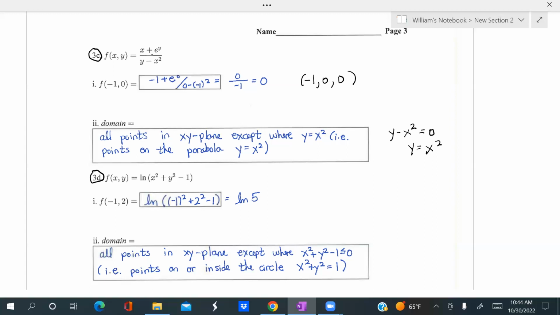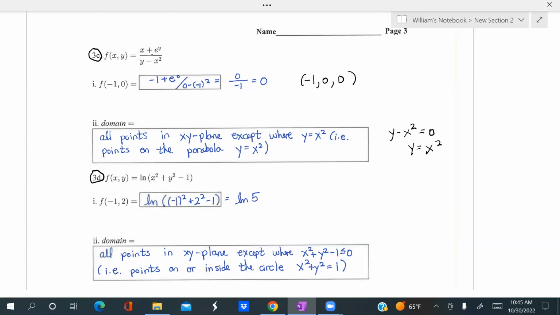All right, let's take a look at part D. Finding the domain here might be a little bit tricky, because this formula involves natural log, and natural log has a limited, restricted domain. So we'll take that into account when looking for the domain of this function of two variables. But first, just an easy evaluation.